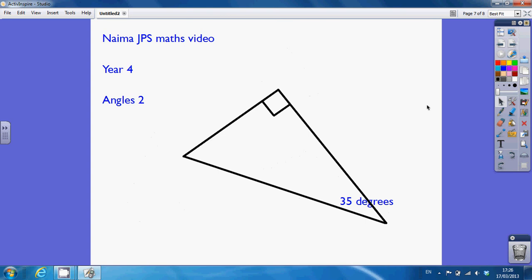Okay, so in this question, we have a right-angled scalene triangle. Okay, so none of the sides are the same length and none of the angles are the same. See if you can explain how you would work out this angle over here. How would you work this angle out?